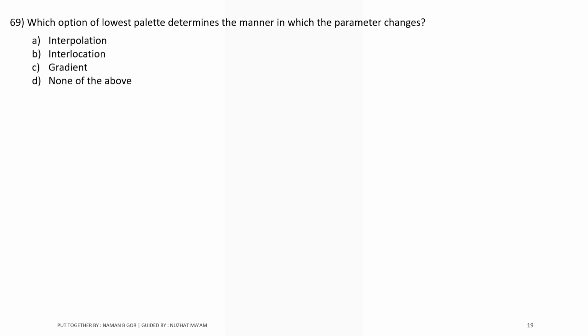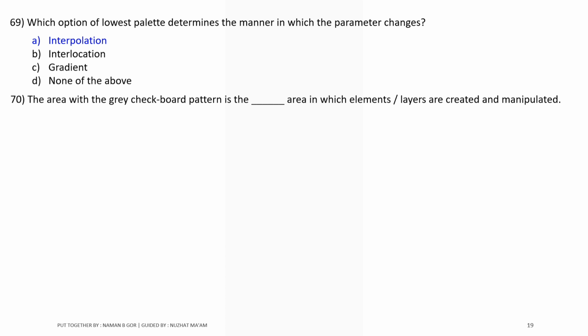Question number 69. Which option of lowest palette determines the manner in which the parameters change? Option A. Interpolation. Option B. Interlocation. Option C. Gradient. And option D. None of the above. The correct answer is option A. Interpolation.